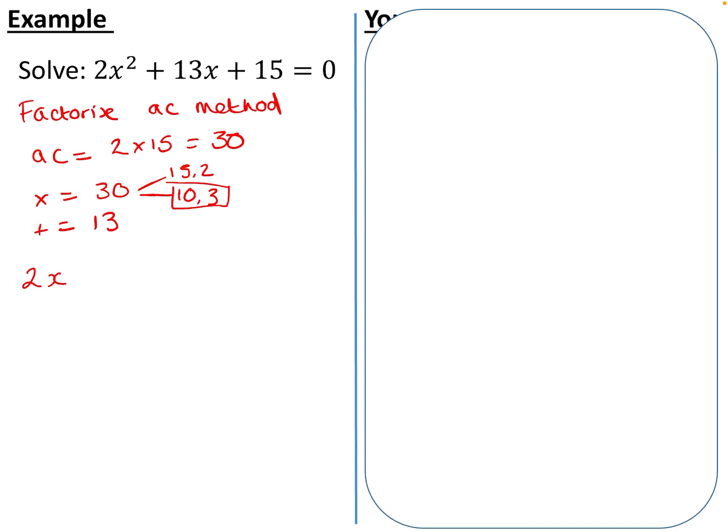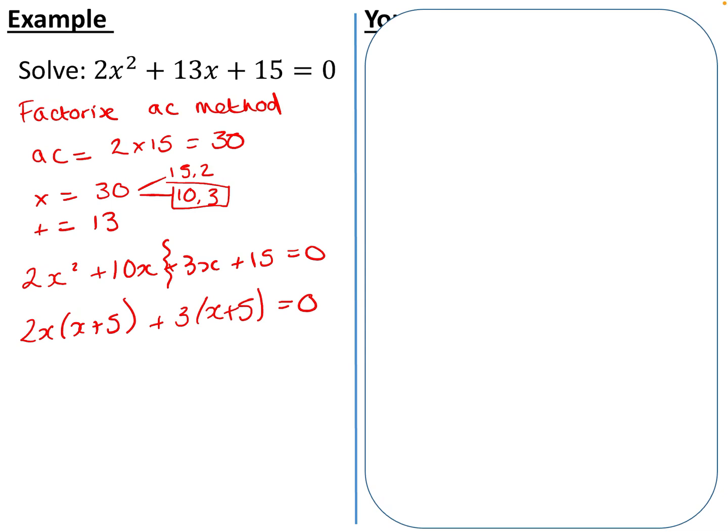Splitting bx into two terms gives me 2x squared plus 10x plus 3x plus 15 still equals 0. Factorising in two halves, I get 2x(x plus 5) plus 3(x plus 5). Splitting into two brackets, (2x plus 3)(x plus 5). Each of these must separately equal 0 for the full equation to work, so I get that 2x plus 3 equals 0 or x plus 5 equals 0. This is going to be x equals negative 5.